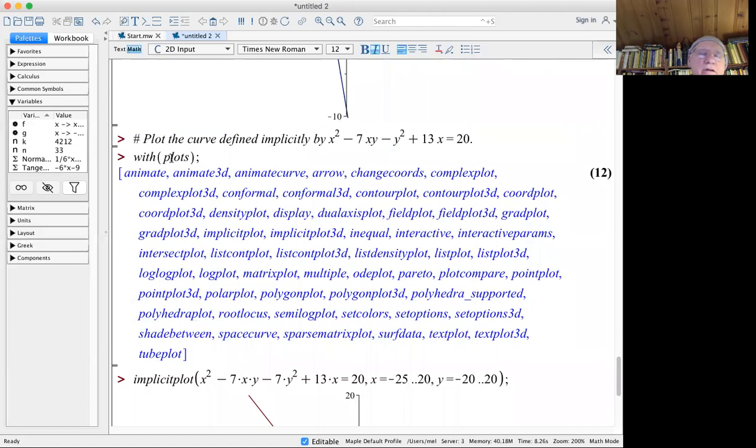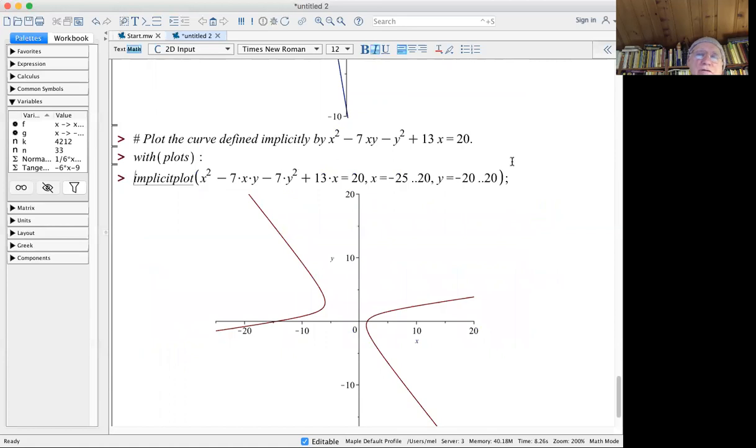By the way, when you give this command with plots, if you don't want to see all this stuff on the screen, if you end the command with a colon instead of a semicolon, it opens the package, but it doesn't clutter the screen with all the words. So I usually do that. I prefer that. Oh, that's another nice command.